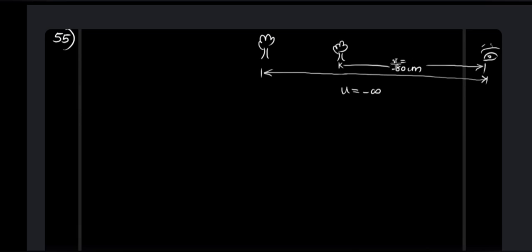Okay, what is the power of the lens required to enable him to see very distant object? So from this information which is given to us, first of all we can find out the focal length. Okay, and then from the focal length we can give them the power.